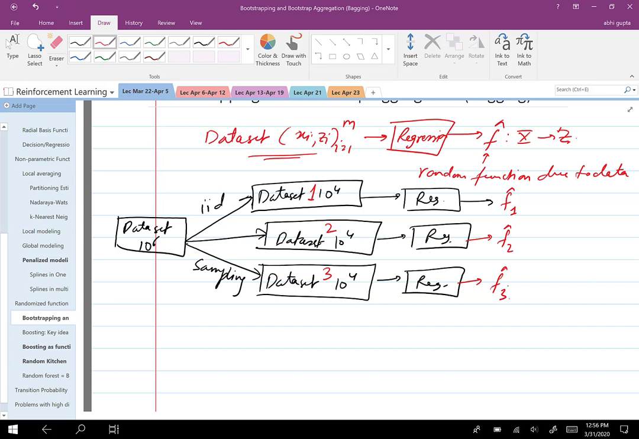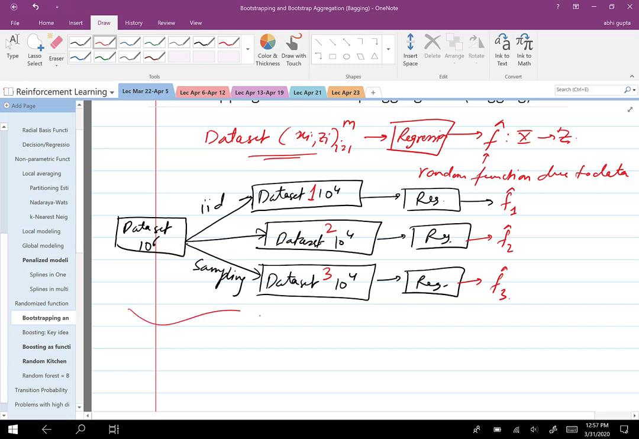So let's say you are using RKHS training and you get a very large spread among these f hats, then it means that RKHS is not the right framework, or that particular kernel is not the right framework to pick for fitting this data set, and you perhaps want to choose a different kernel within the RKHS framework, or maybe move to some other regression algorithm like k-nearest neighbor or some non-parametric function approximator. Okay, so that's the essential idea of why you do bootstrapping.